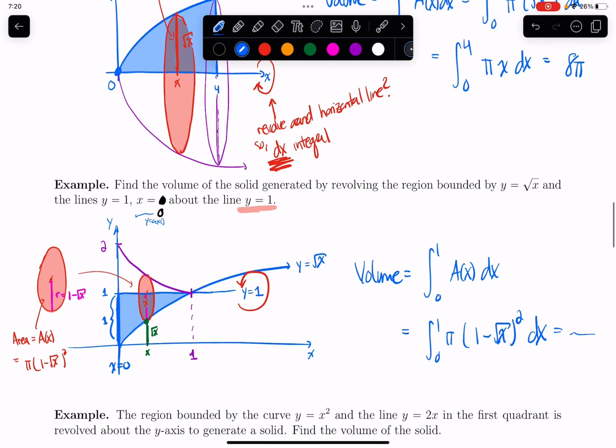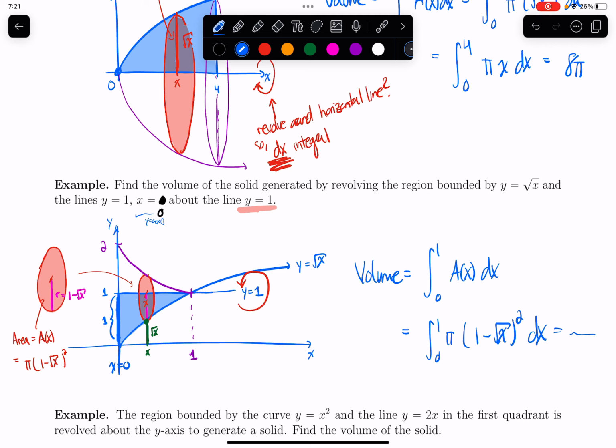So what we've observed here is that if I revolve around a horizontal line, I should get a dx integral, and that my radius really needs to be carefully drawn using the pictures that I have at my disposal. And so much like with the volume by slicing, not having a super great picture is going to be to your detriment.